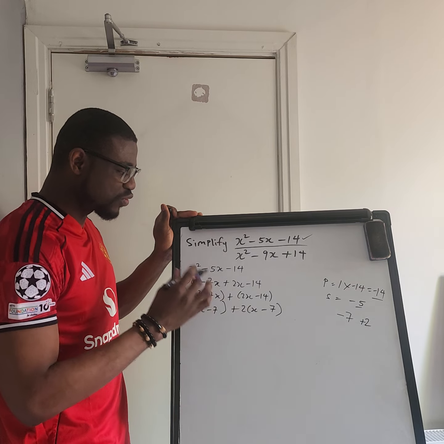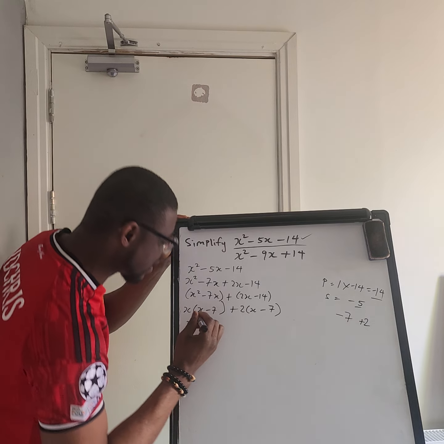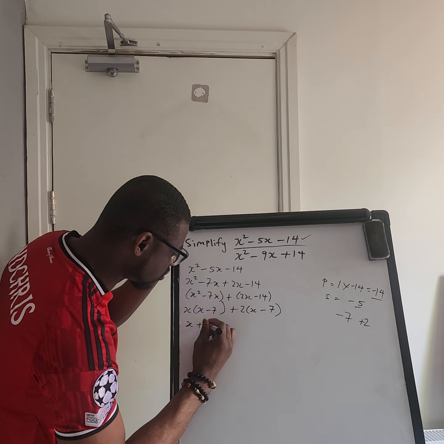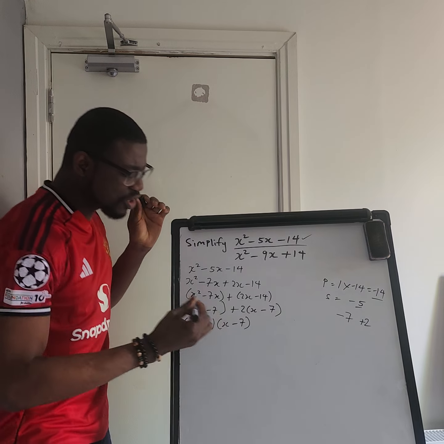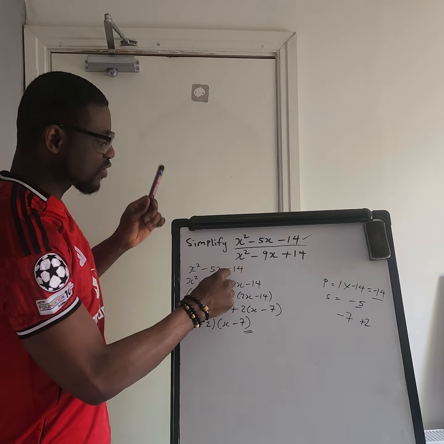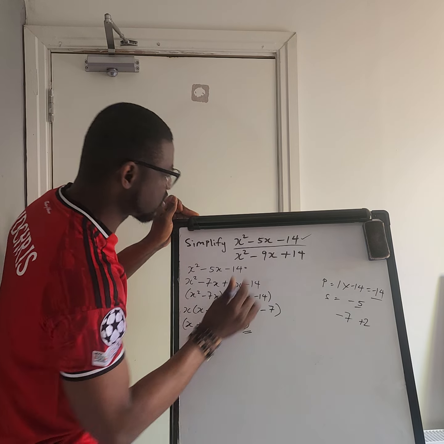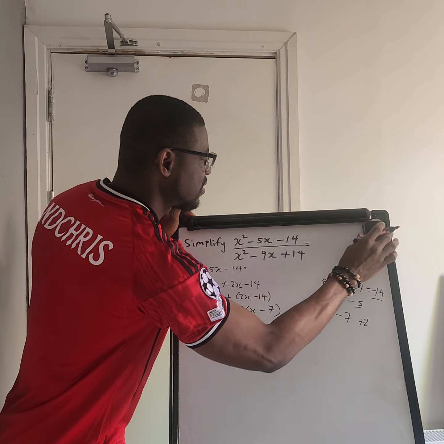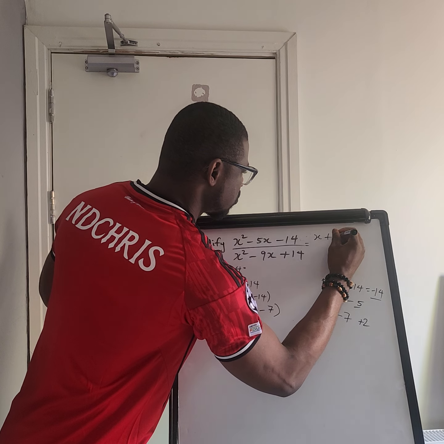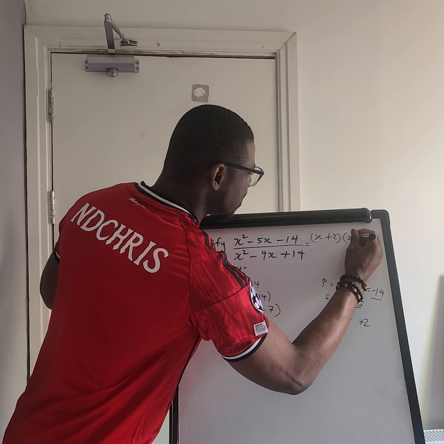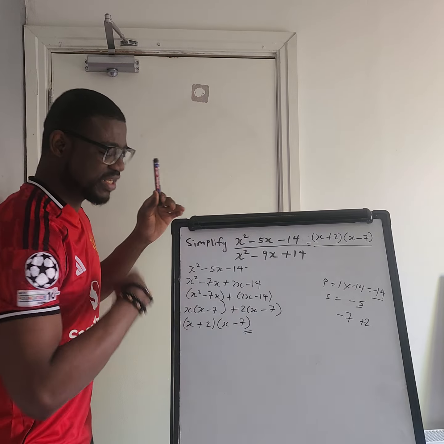Then the next thing for us to do is to collect the coefficients of each bracket. The coefficient of this bracket is x, and that of this bracket is what? Plus 2. Then pick any of the brackets. You're done. So if you factorize this now, you will get (x + 2)(x - 7). I'm done with my numerator. Now let's come down to the denominator.